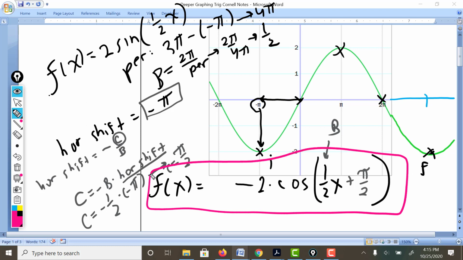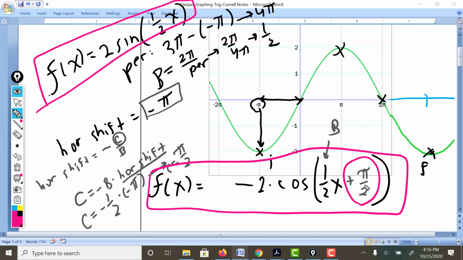You'll notice that I pretty much did the same thing twice, right? We did the period the same, we did the amplitude the same, and it's almost the same except for the fact that the cosine is inverted. The other difference is that we have a pi over 2, a phase shift. We have a horizontal shift, which is signed in half.